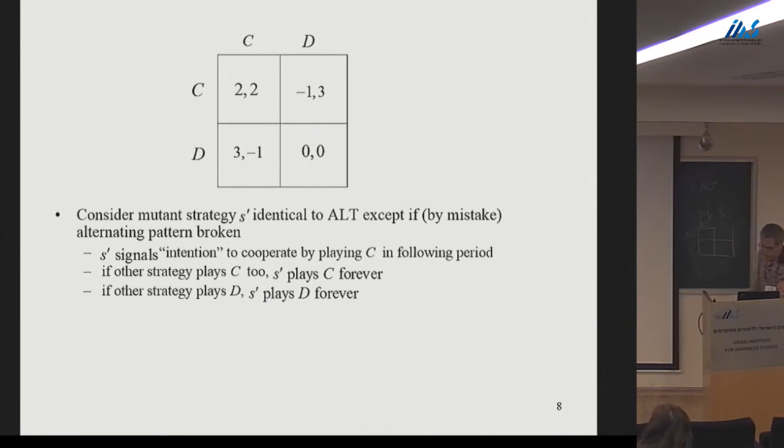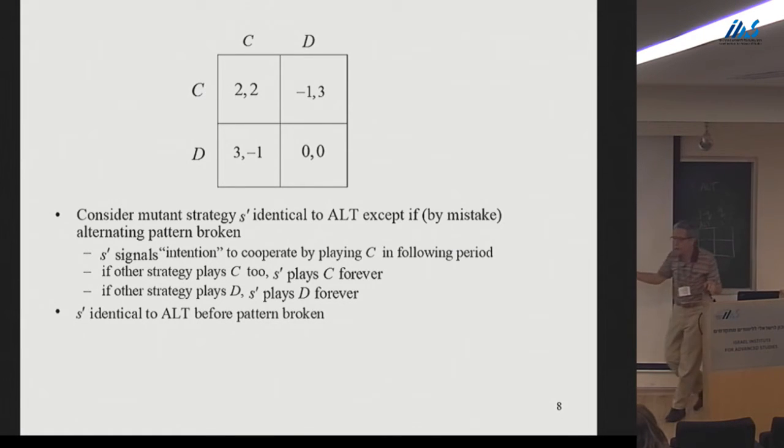So now let's compare S prime with alt using one of these tables. There's no difference between S prime and alt as long as there's never been a deviation from the alternating pattern. So we don't have to look at that case. We only have to look at the case starting from a point where the alternating pattern has broken down. That's the only time they're different.